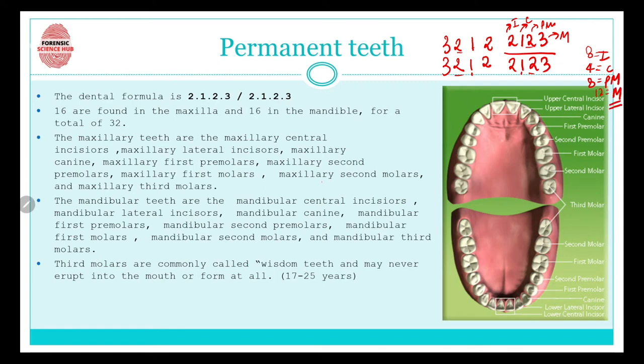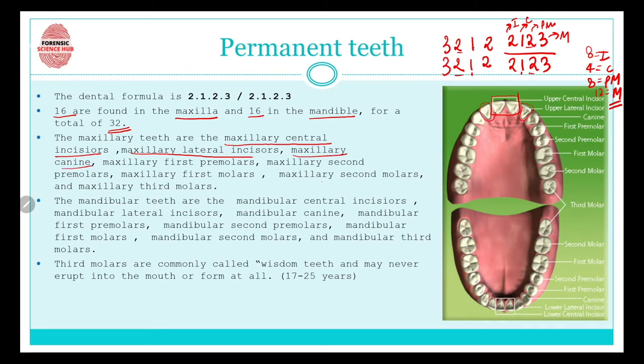So generally there have to be 32 teeth in all, 16 in the maxillary jaw and 16 in the mandibular jaw, but the third molar might or might not come, so it's not mandatory that each and every person is going to have 32 teeth. The maxillary teeth are the maxillary central incisors, that is this one, then come the maxillary lateral incisors, that is these.